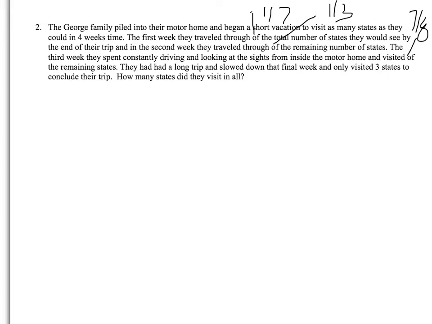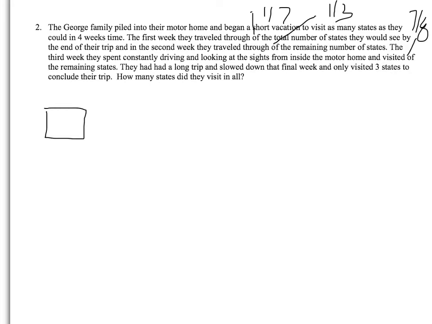So this is going to work the same way that the Mary Lou problem did, and it's going to work the same way that that Bubba problem worked as well. So I'm going to model it using the same thing. I'm just going to read and draw my arrow diagram and take you through how I would do this. So the George family piled into their motorhome and began a short vacation to visit as many states as they could in 4 weeks. So they're going to have to travel through some states.